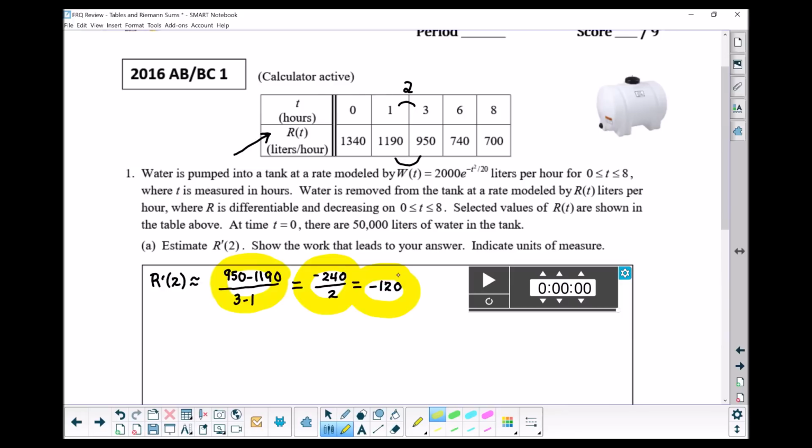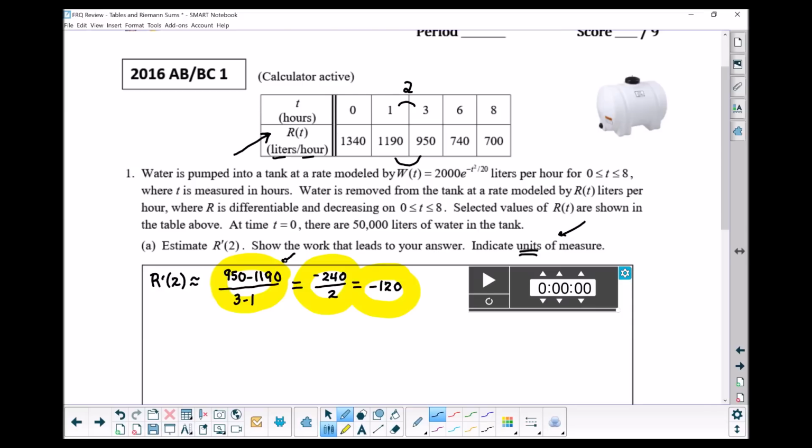Now, there is one thing that you do need to put here, and it does say indicate the units of measure. So you could very much risk losing a point if you don't have the units of measure. And if you take a look at this, you think about what the units of R of t look like? Well, they tell us that's liters per hour. That's really what this numerator is all about, right?